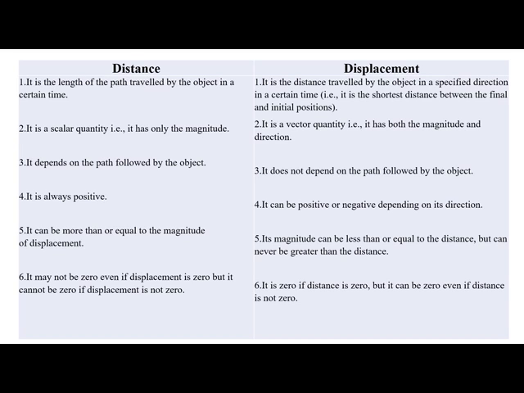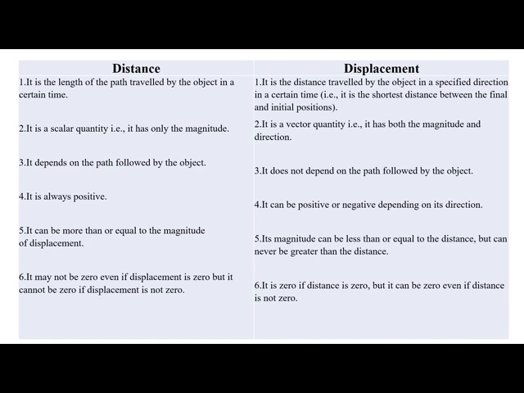You see, we saw the example that it is the shortest distance between. So you may be walking in a zigzag shape, but the shortest distance may be a straight line. So though you walk in a zigzag, the displacement is always the shortest distance, that is a straight line. So it doesn't depend upon the path followed by the object. It can be positive or negative depending on its direction. So whether it walks straight, the displacement is on the straight or it is in the reverse direction. So it is positive or negative.